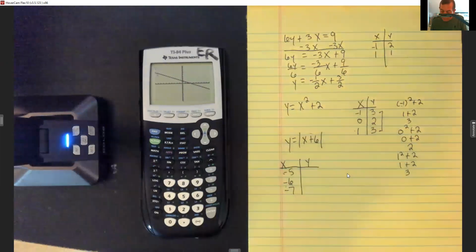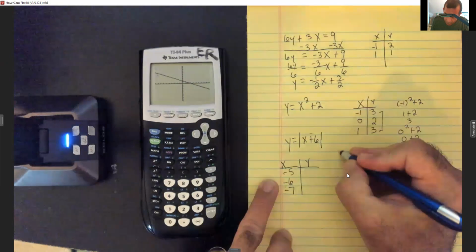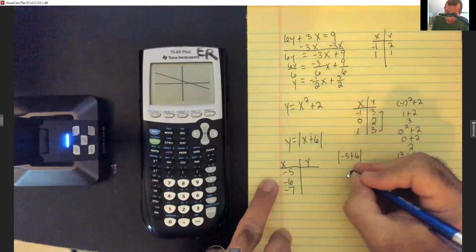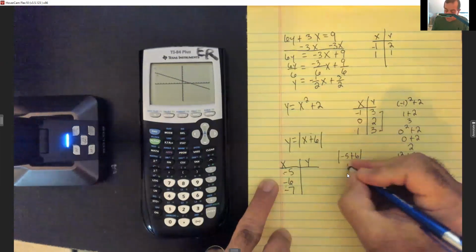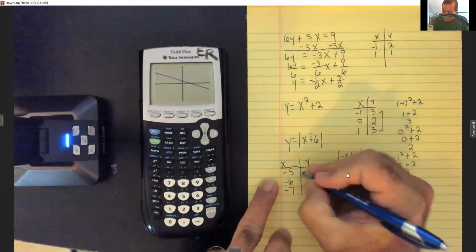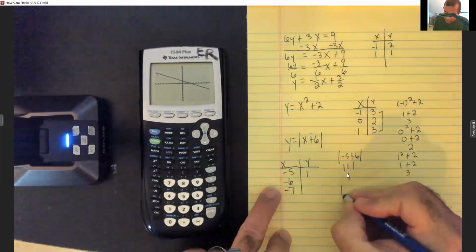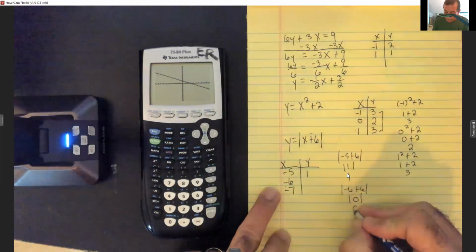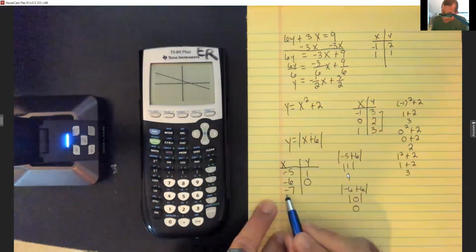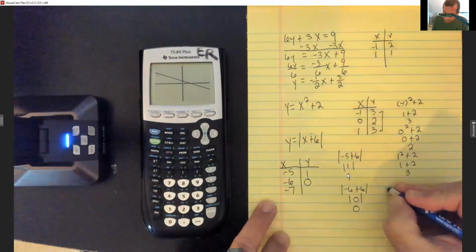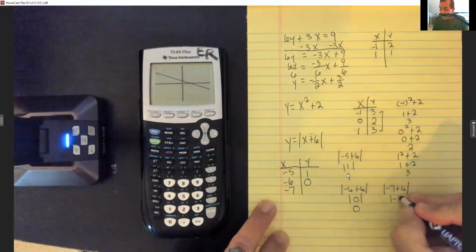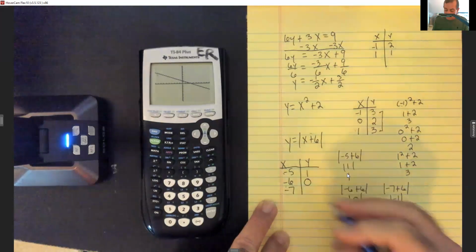So let me put my -5 in here. -5 plus 6 is 1, and the absolute value of 1 is 1. Then you would put the -6 in there. -6 plus 6 is 0. Absolute value of 0 is 0. And then when I put that -7 in, -7 plus 6 is -1. Absolute value of -1 is 1.